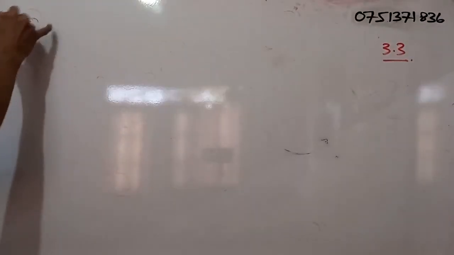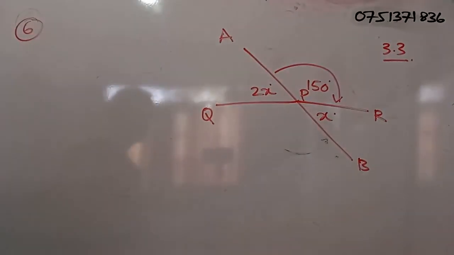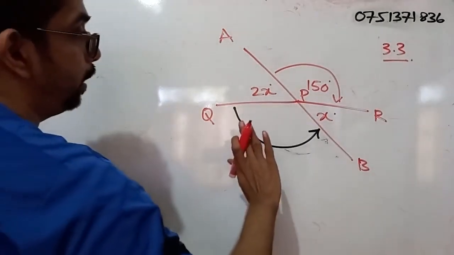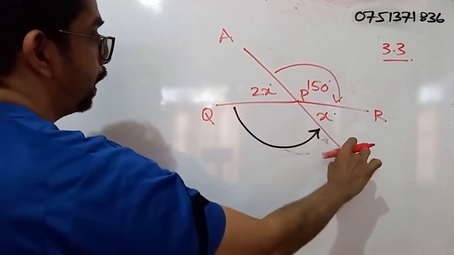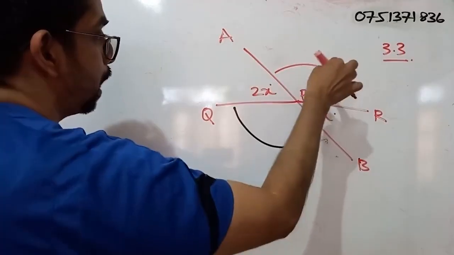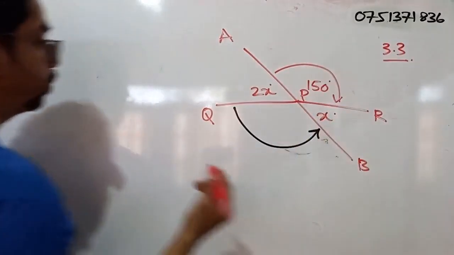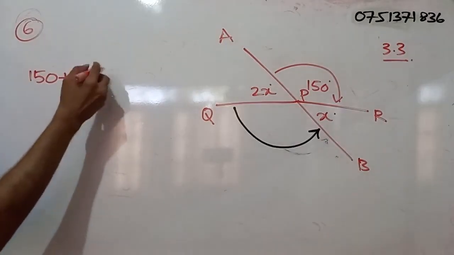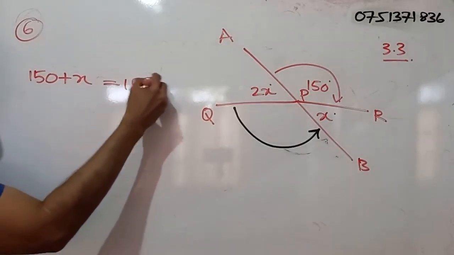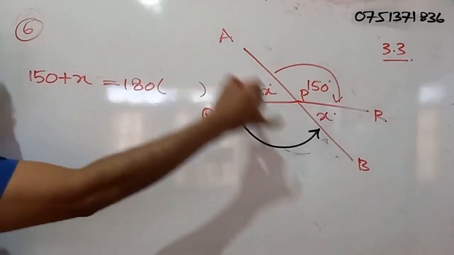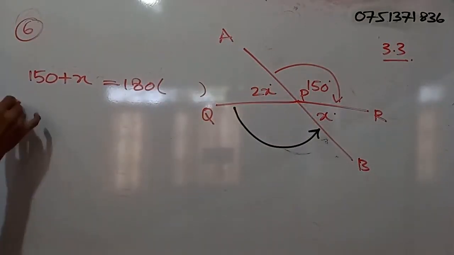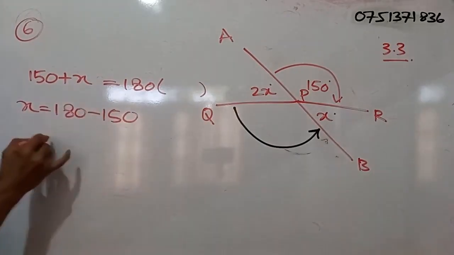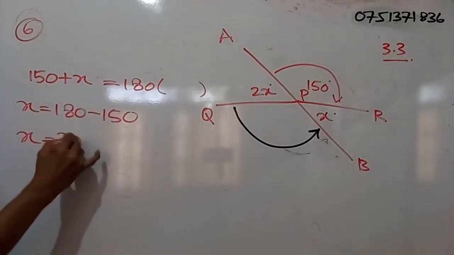Right. Question number 6. They are asking the angle of QPB, which is this angle. So the first thing, AB is a straight line. So we can clearly say 150 plus x, that is equal to 180, within brackets, AB is a straight line. So x is equal to what? 180 minus 150. So x is 30 degrees.